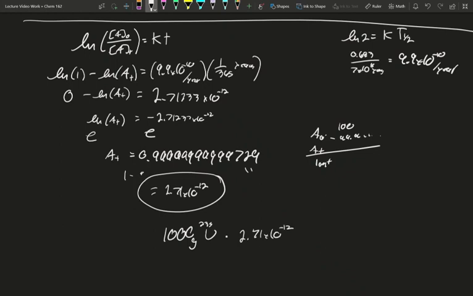Same way if I'd had half of it left, I would times by 0.5 to find out the 500 grams that would have happened here for the half-life. I can times it by this fraction to find out what fraction's gone in this one day. So that times 1,000 says that 2.71 times 10 to the minus 9 grams of uranium-235 is lost in that day.